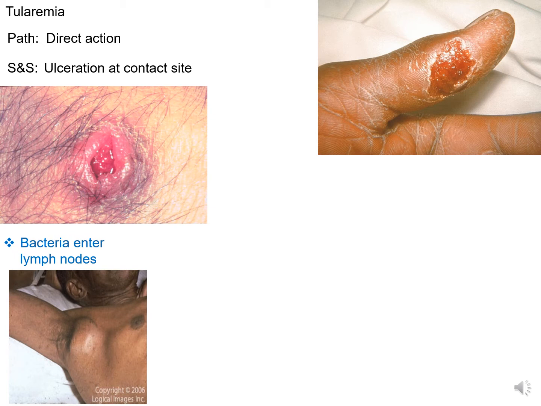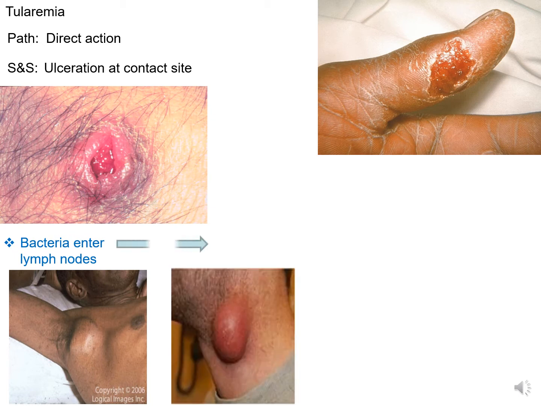Now, this is something we're going to talk about in other diseases, but we see the swelling of a lymph node nearest the site of the bite or contact. So if it was on the hand, it'll be in the armpit. If it would be on the face, it would be in the neck that we would see this bubo. If it would be on the leg, we would see it in the groin, because that's where we find the lymph nodes.